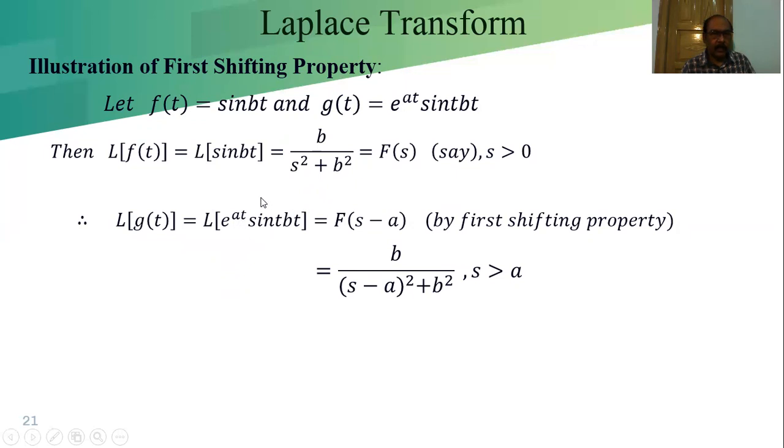That means it is equal to fs minus a. So s will be replaced by s minus a by the first shifting property. So b by s minus a whole square plus b square, s greater than a. So if we simplify it, we will get the result. Otherwise, we can keep it.